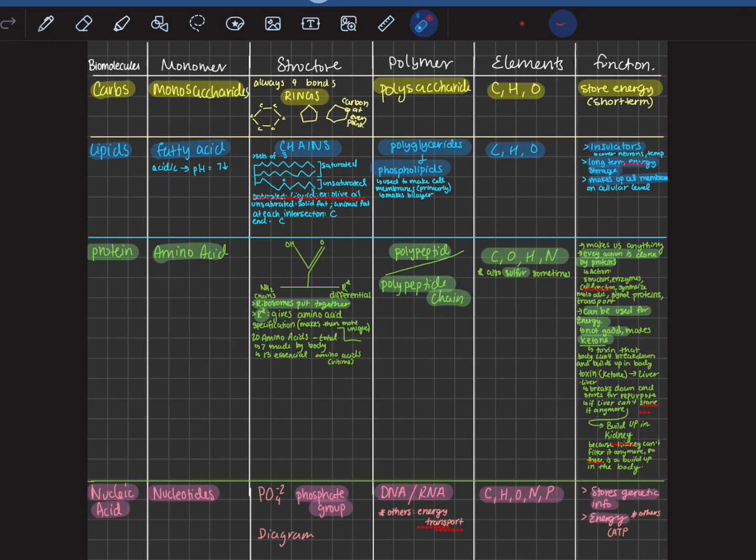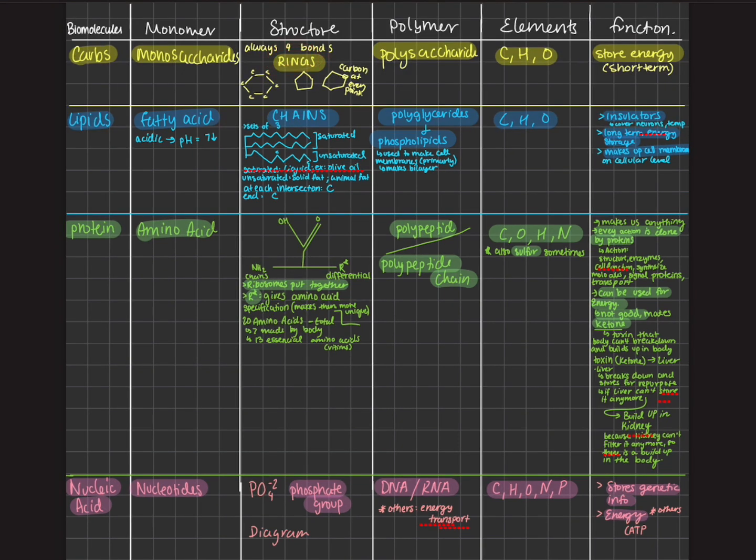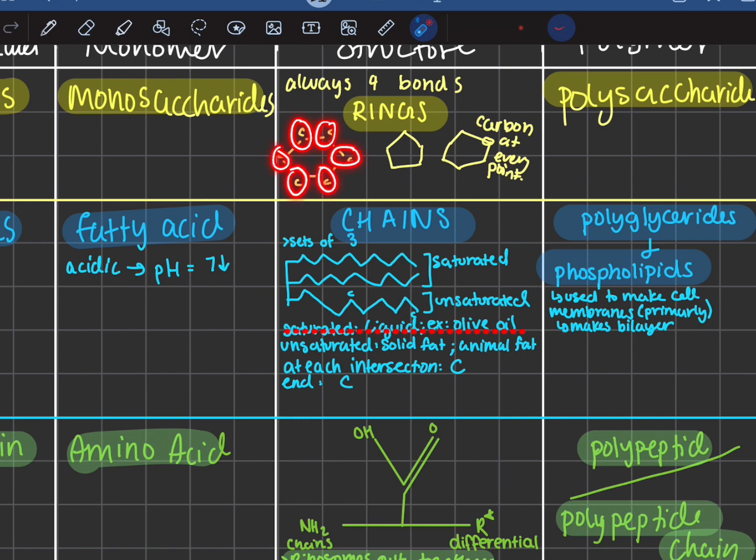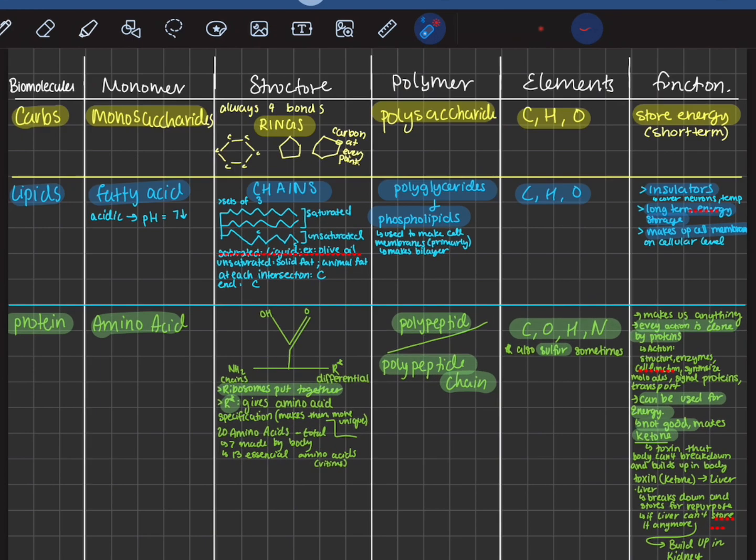Here are the four main biomolecules that we talked about, and here's a chart that gives more details about the monomers, the structure, the polymers, the elements that make up that biomolecule, and the functions of the biomolecule. For carbs, we've already talked about the monomers and the polymers, so I won't go into a lot of detail, but let's start off with carbs. Their structure is in rings, always with carbon joining the points together. The elements that make up carbs are carbon, hydrogen, and oxygen, and the function of carbs is to store energy. But remember, it's short-term storage.